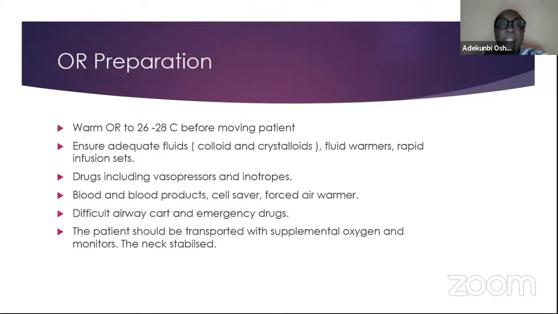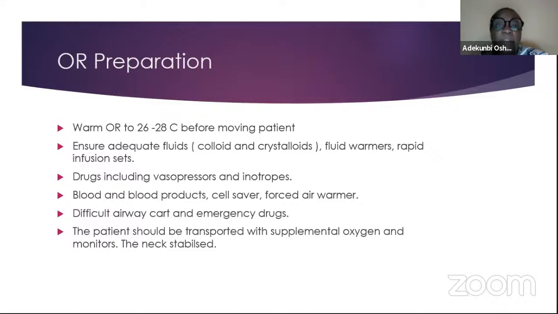Now, there are some things that need to be done in the OR before the OR can be used for these patients. We want to warm the OR to 26 to 28 degrees centigrade before moving the patient to the theater. The ideal, according to NICE guidelines, is that the temperature of the theater should be about 21 degrees centigrade. But remember what I said about the lethal triad, hypothermia, coagulopathy and acidosis, in this patient that makes them increased predictors of mortality and morbidity. We want to avoid it in this patient.